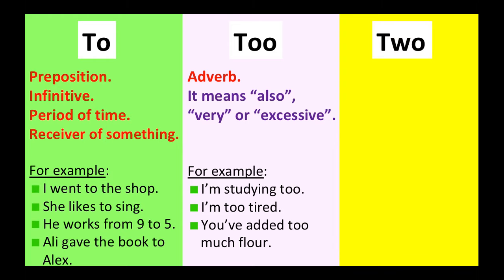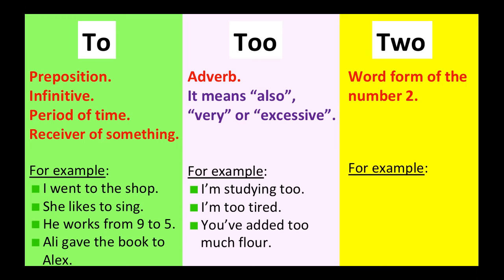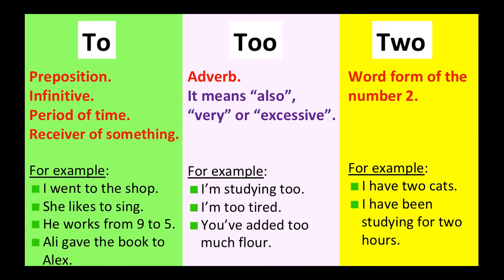Two, T-W-O. This is the word form of the number 2. For example, I have 2 cats. I have been studying for 2 hours.